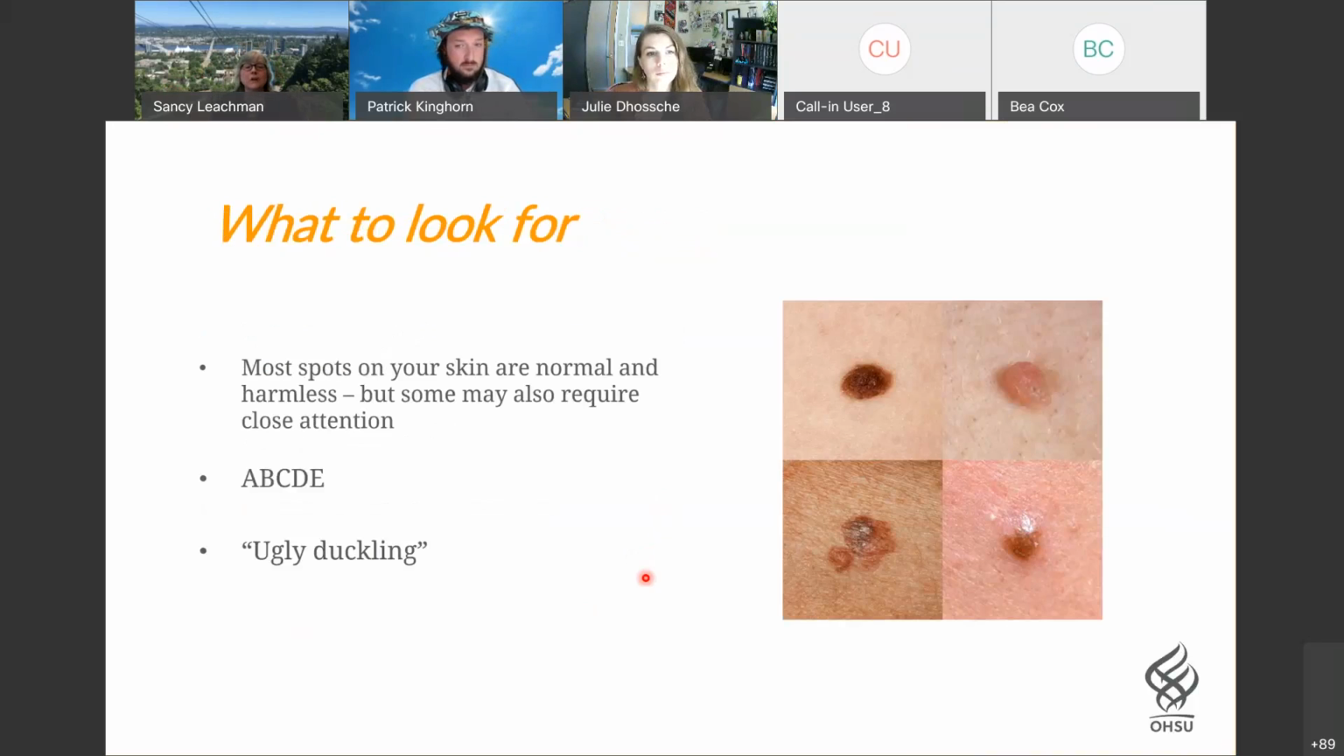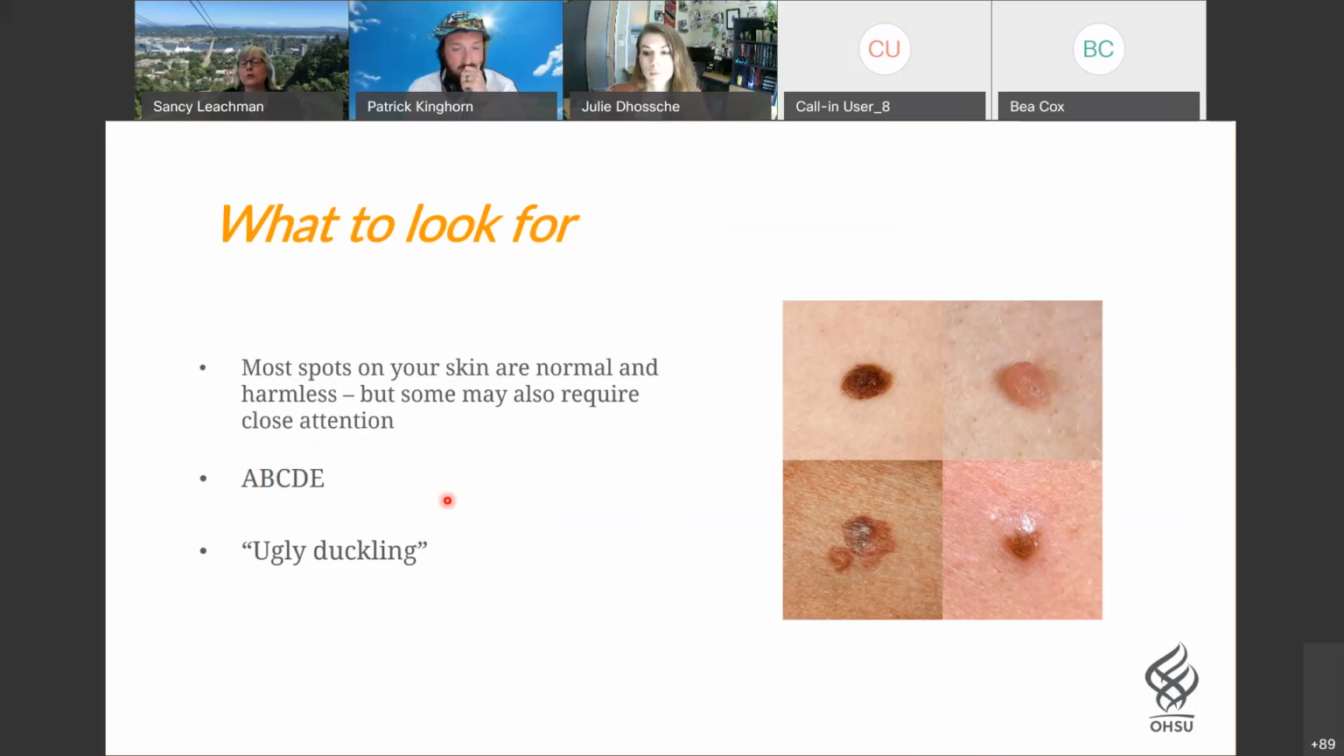Okay, so what to look for. Here are the things that you're going to look for. These are the spots. You can look at asymmetry, border irregularity, color, diameter, and evolution, and that's the ABCDEs. Most of the spots on your skin are completely normal, nothing to worry about, not malignant, completely benign.